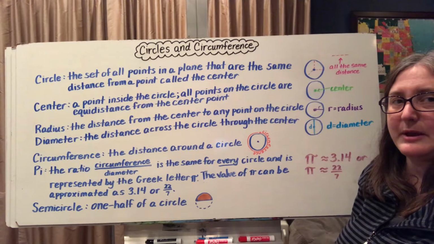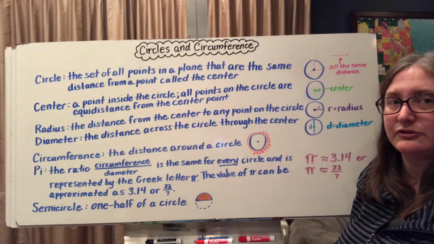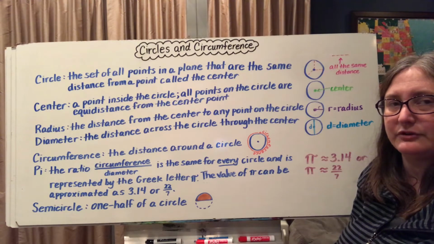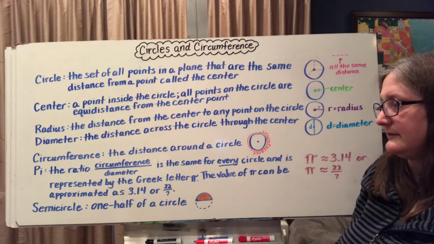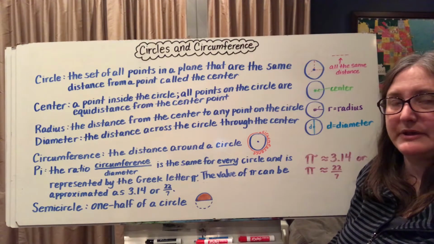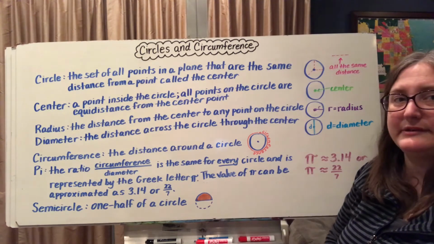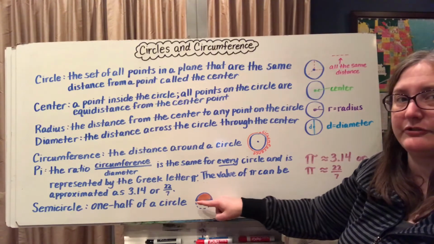Now, the reason that we approximate pi is because in reality, pi is an irrational number that is never ending and non-repeating, which makes it difficult to work with. So we often work with these close approximations. A semicircle is half of a circle. If you can envision the full circle, anytime we say semicircle, we're talking about exactly half of the circle.